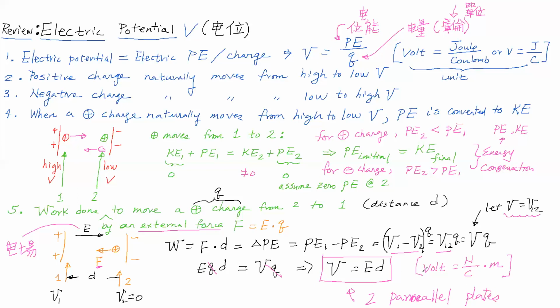So the unit is volt for V, and E is Newton divided by Coulomb, and D is meter. So that's your unit right there. So we're going to continue.